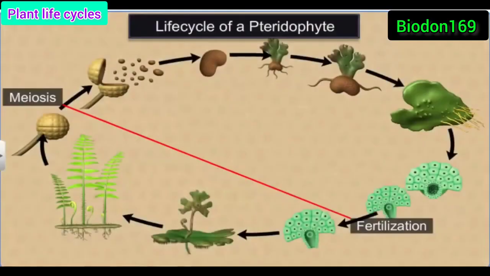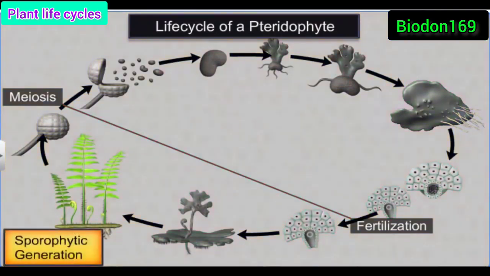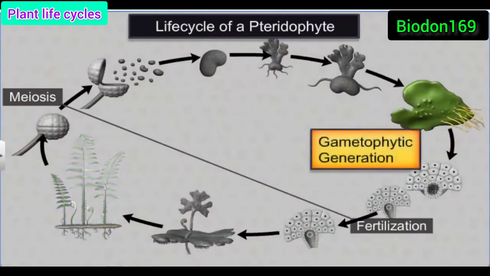In pteridophytes, the photosynthetic sporophyte with vascular tissues is the dominant phase that alternates with the haploid, independent, multicellular, saprophytic, or autotrophic gametophyte.